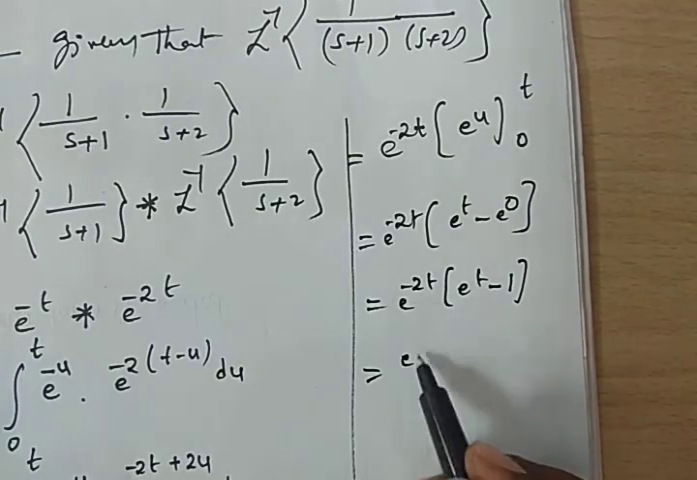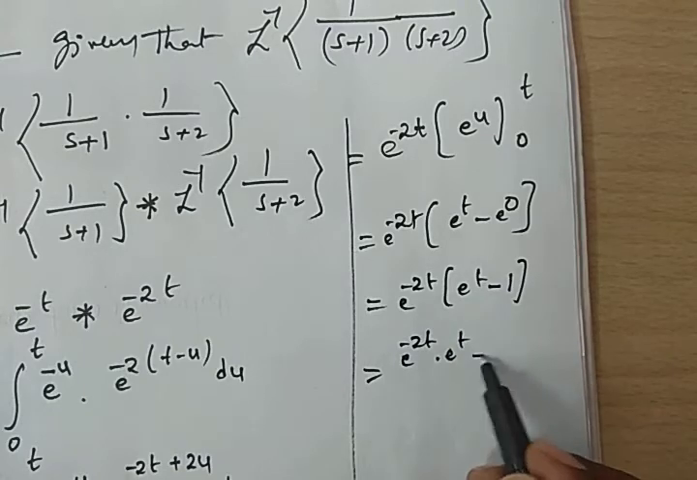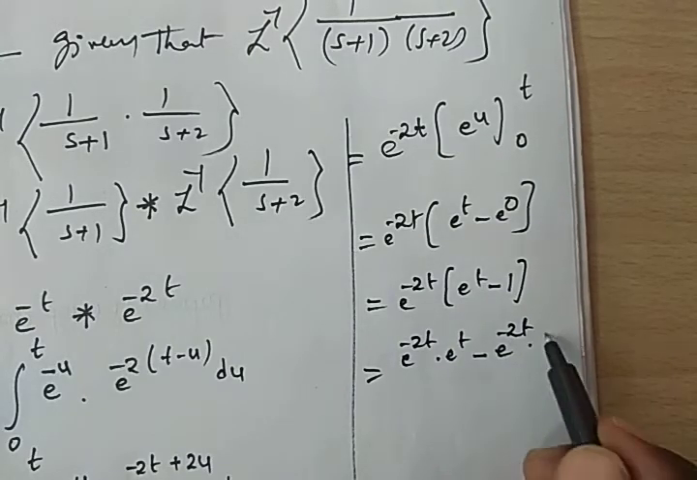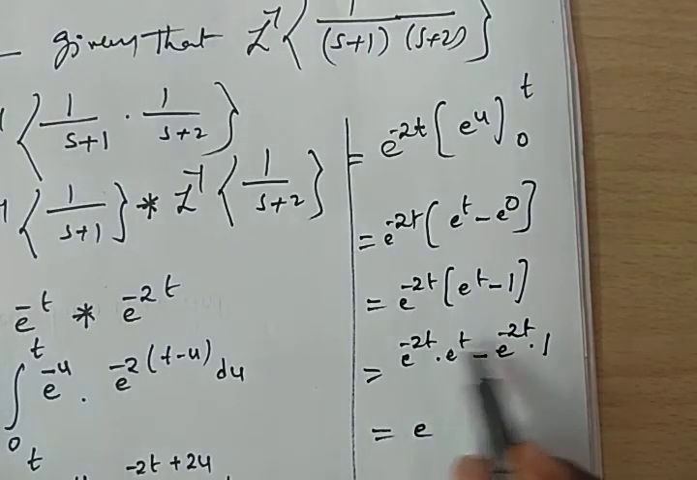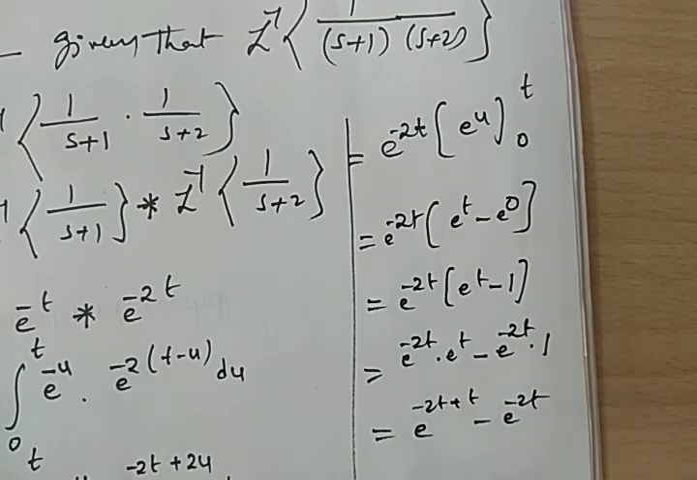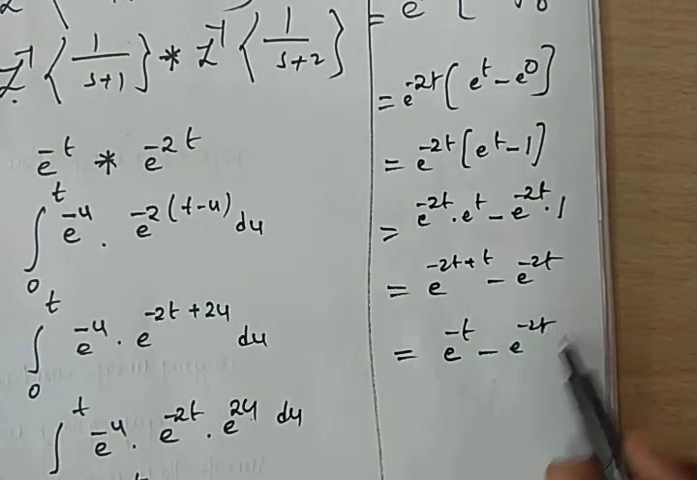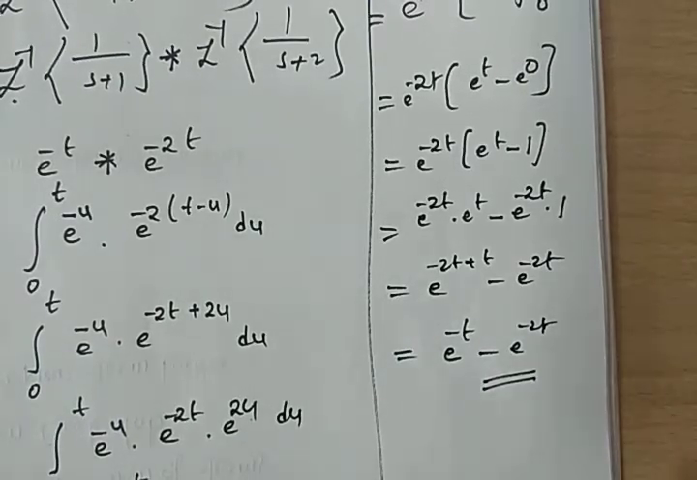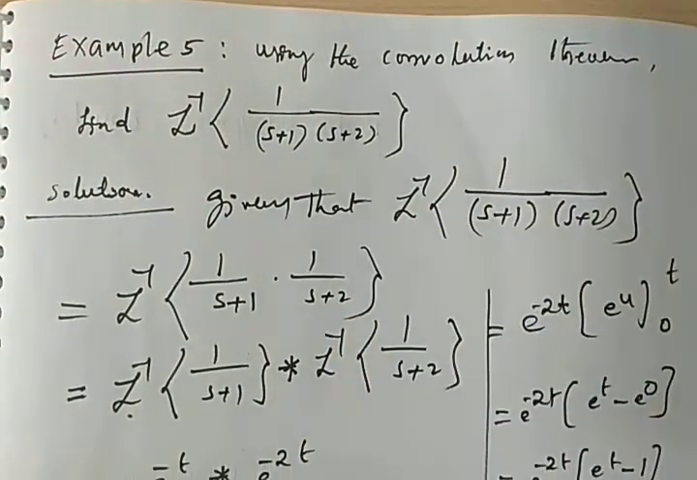Now multiply inside: e power minus 2t into e power t, minus e power minus 2t into 1, equals to, here base is equal, so we can add the powers: minus 2t plus t, minus e power minus 2t. Minus 2t plus t is minus t. So e power minus t minus e power minus 2t. So this is the answer for the question, inverse Laplace of 1 by (s plus 1) into (s plus 2).